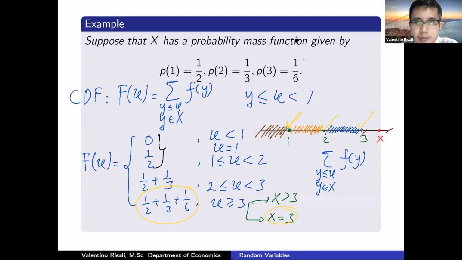Okay. Next discussion for this problem. Okay. Let's move to the next example.